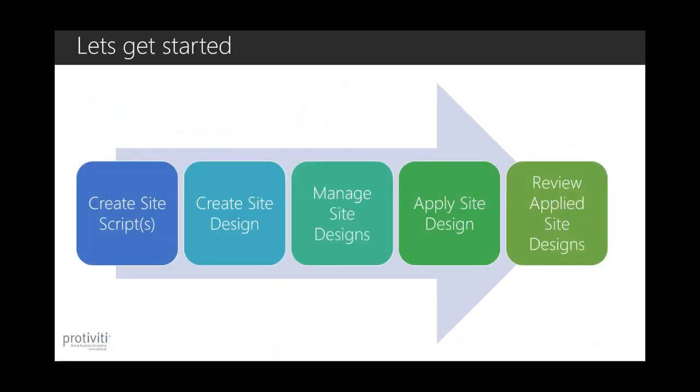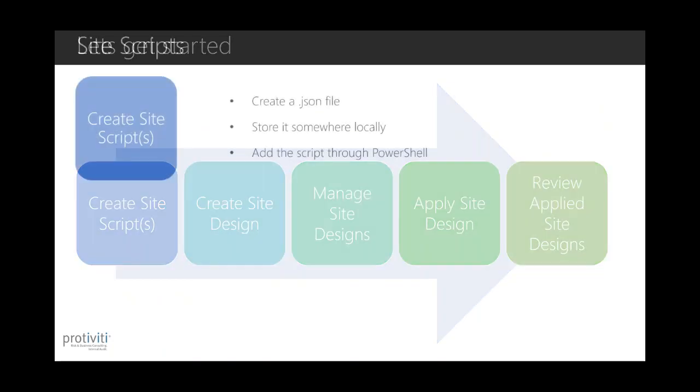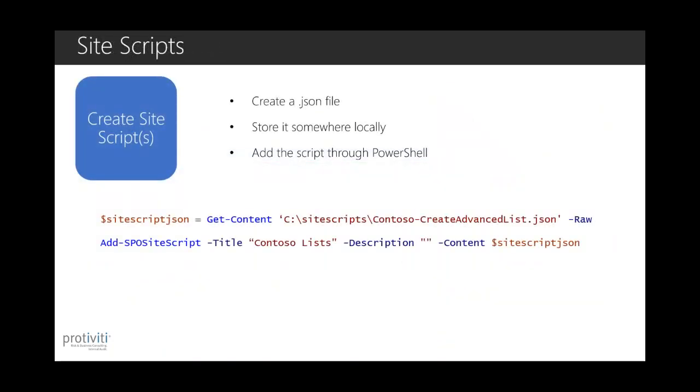So what's the process of creating and running through site designs? The first thing you need to do is actually create your site scripts. Then you create your site design. You can manage your site design, apply it, and then see and manage after the fact to see what's happened. So for creation, the first thing you need to do is to create your site script. You do need to create a JSON file somewhere or get a JSON blob somewhere that has that information.